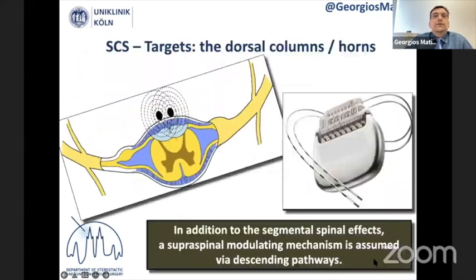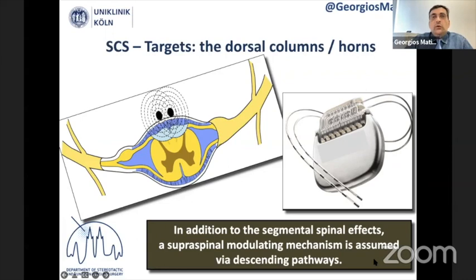What are we stimulating? We are stimulating the dorsal columns. We are stimulating the dorsal horns. Actually, we have to implant one or two leads epidurally in the spinal canal, where the spinal cord is, make a test, a trial, and if the patient is satisfied, connect these leads to the permanent battery, to the permanent IPG, to the permanent implantable pulse generator.